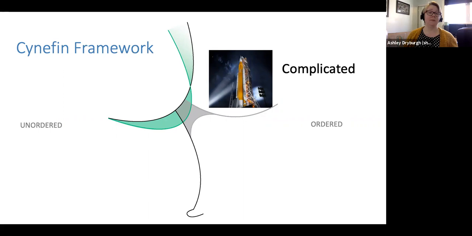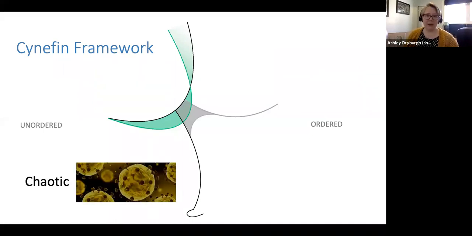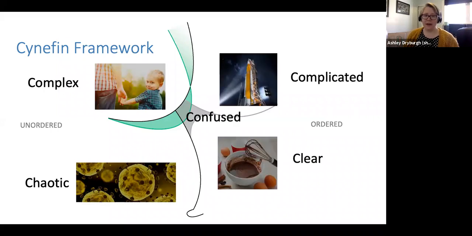You will notice on the right-hand side, it says ordered. Clear and complicated problems are known as ordered problems because they are a little bit more predictable. There is some order behind them, some structure and some support that lends to them. As we move to the left side of this framework, we find problems are becoming increasingly unordered. And this is where the complex and the chaotic problems live. If we put all of these together, we have our five domains here.